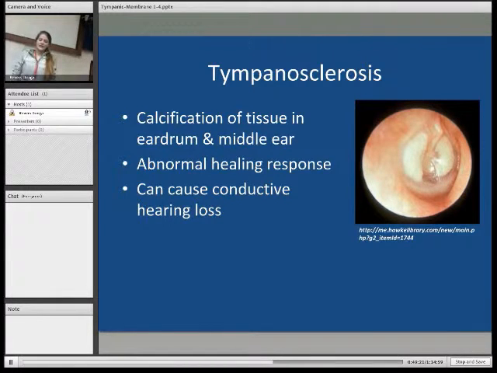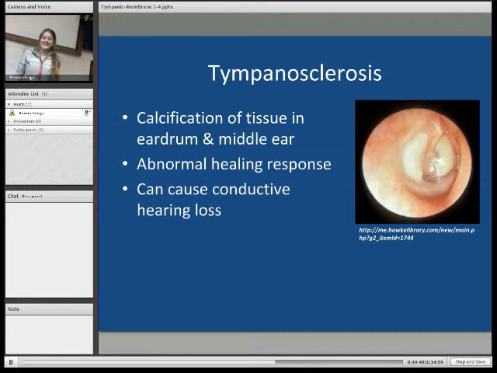Tympanosclerosis is characterized by chalky white patches on the membrane, as can be seen in the picture. It may be caused by otitis media and middle ear effusion, but it can also be caused by the insertion of a grommet. If the calcification is extensive, tympanosclerosis can even cause conductive hearing loss.